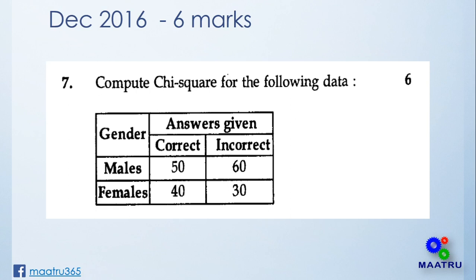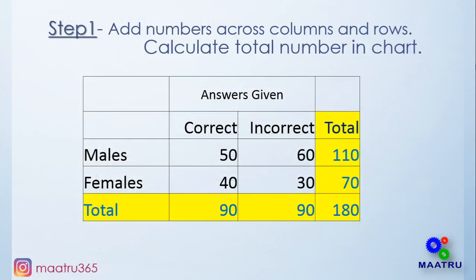First step, as usual, we'll do in tabular format, and we'll do the sum of all the rows and all columns. Here it is a very easy sum. So 50 plus 60 is 110, 40 plus 30 is 70, 40 plus 50 is 90 again here, and 60 plus 30 is again 90. So grand total is 180.